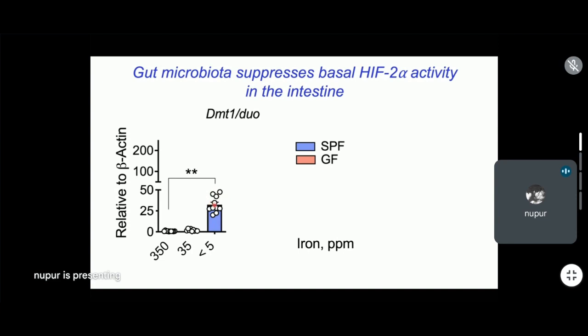Now it is upregulated because it wants to increase iron into the system. So this is how it works, and this happens through HIF2. That's the thing that we see generally: when you put them on low iron, DMT1 goes up.